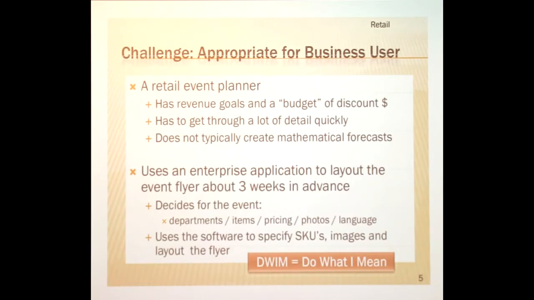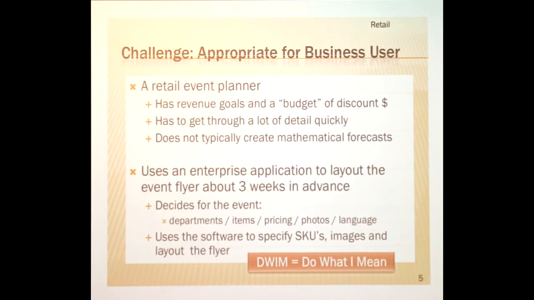The retail event planner would have revenue goals and a budget for how much they can discount. So fewer items with a heavier discount, or more items at a smaller discount. Those are all the latitude that they have. They have to get through a lot of detail quickly. So this is much more about how to assist the person, much more of a design of manage by exception, where things are unusual. It's very much trying to help a non-technical person with all the automated data mining in the background.